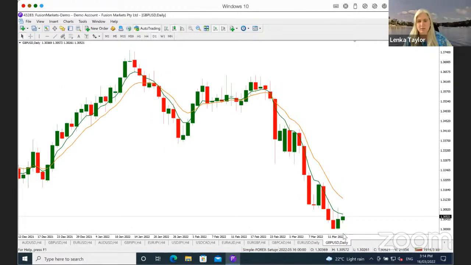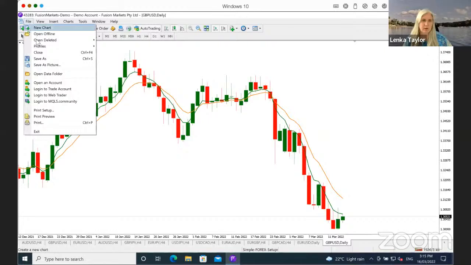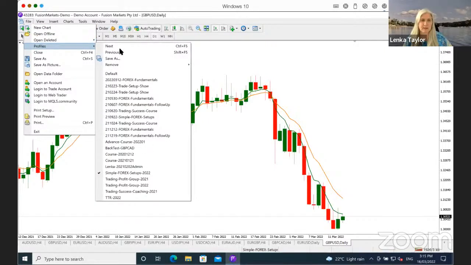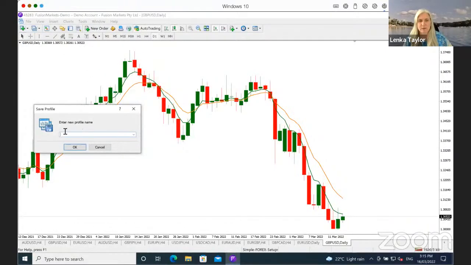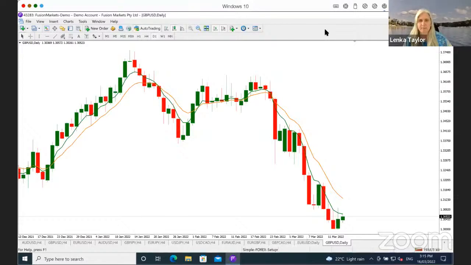Once you have all the charts that you want to view on there, you can save it in a profile. So you go to File, Profiles, and then Save As, and then you name the profile. And once you have named the profile, you will see the profile name down here. Okay, and you can choose that profile name next time that you log in. So they're going to be in the order that you open them. That's how that works. Hope that helps.